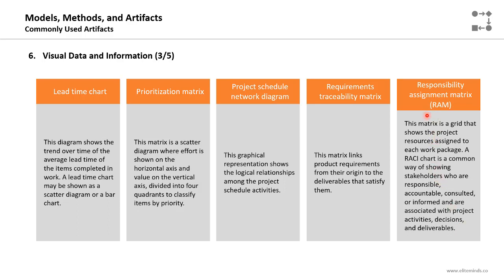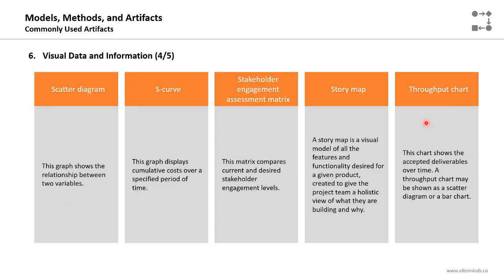So the responsibility assignment matrix is a useful visual data and information artifact that will help you see who is responsible, or which resource is responsible, for each work package or activity in the project. One of the popular formats of the RAM is the RACI chart: R for responsible, A for accountable, C for consult, and I for inform. So it's a chart that will show you the roles, the responsible, accountable, consult, and informed for each activity.